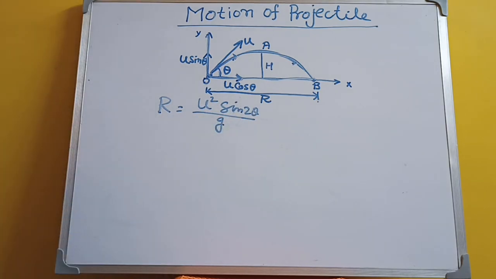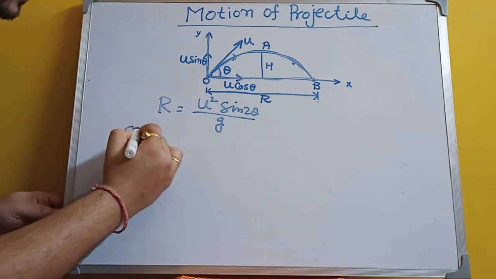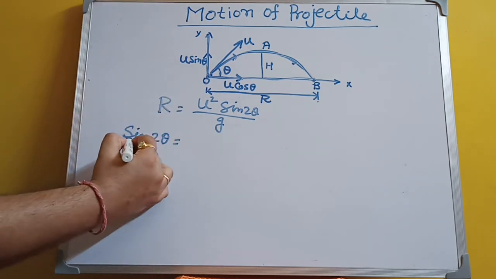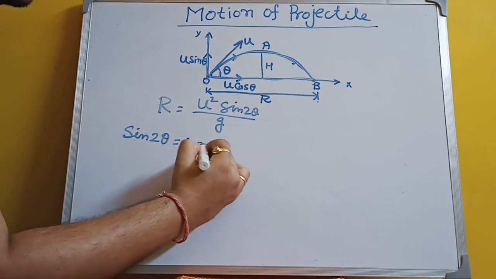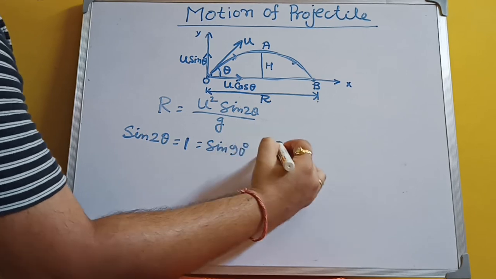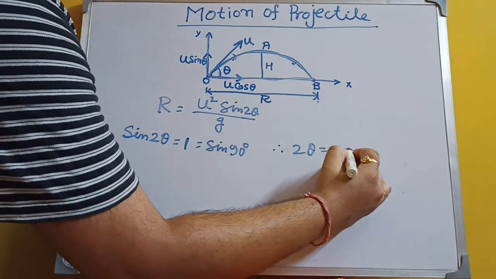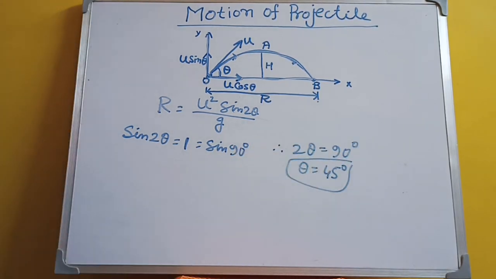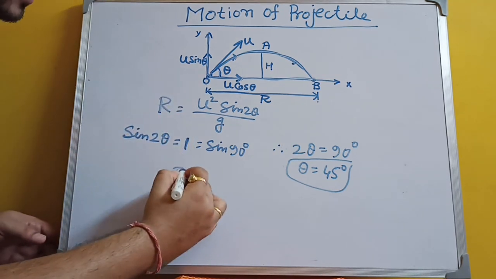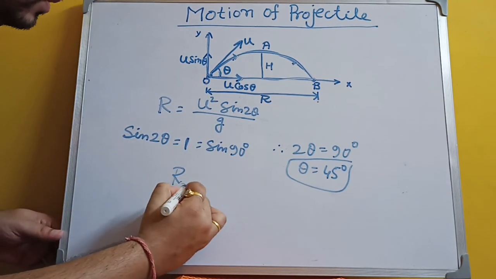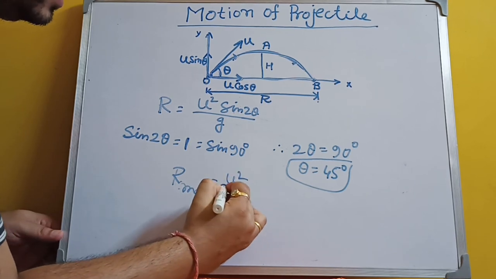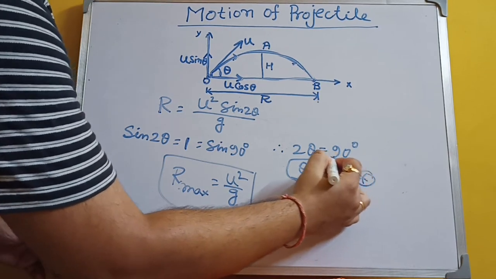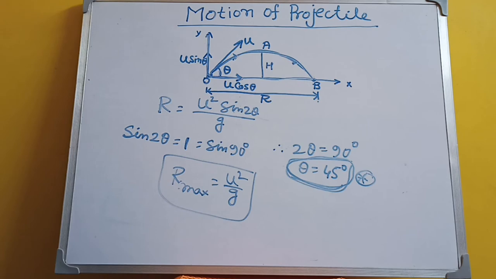If we find the maximum horizontal range, in that case sin 2 theta must become maximum. In which case will sin 2 theta become maximum? Sin 2 theta must be equal to 1, that means sin 90 degree. That is, 2 theta is equal to 90 degree, which means theta is equal to 45 degree. So at the angle 45 degree you will get the maximum range, and this maximum range r maximum is equal to u square by g. You have to remember this angle. At this angle you will get the maximum range.